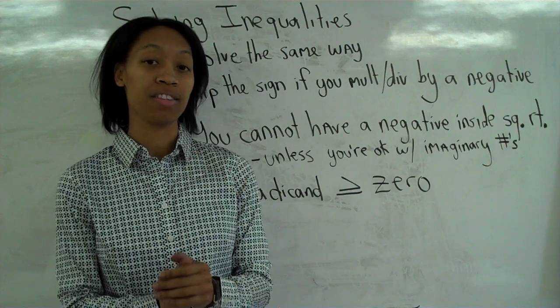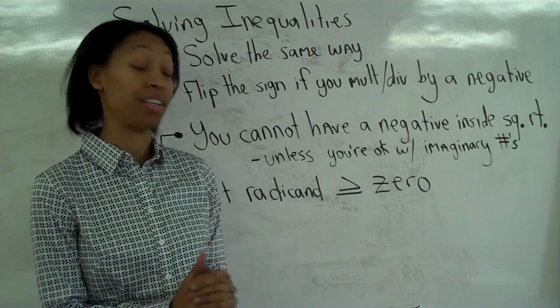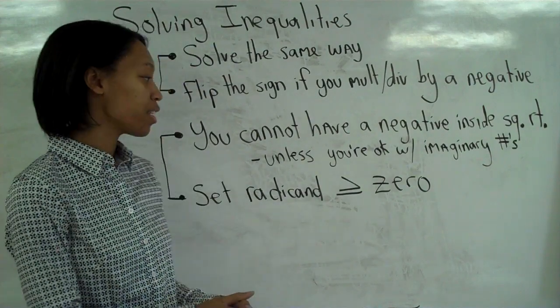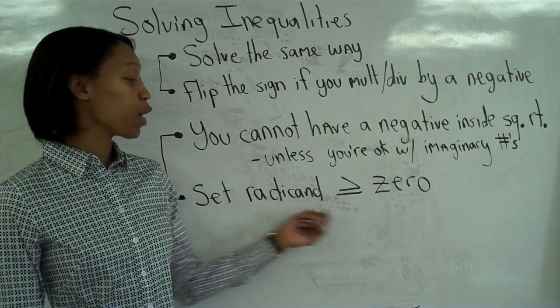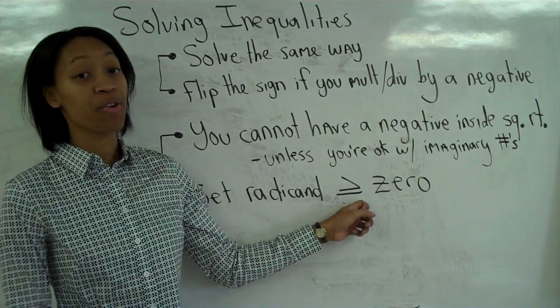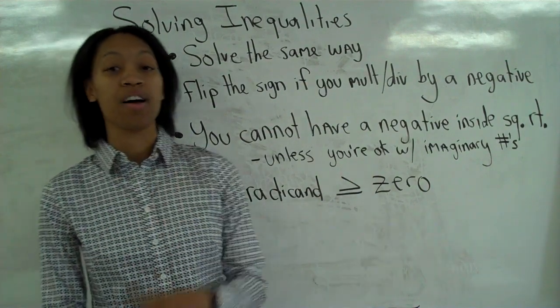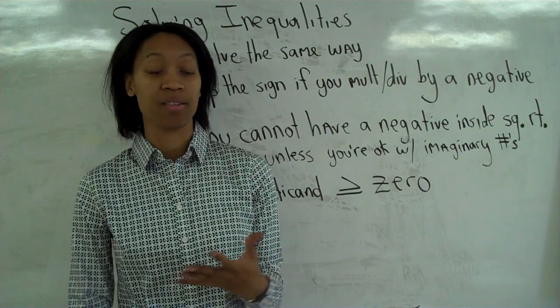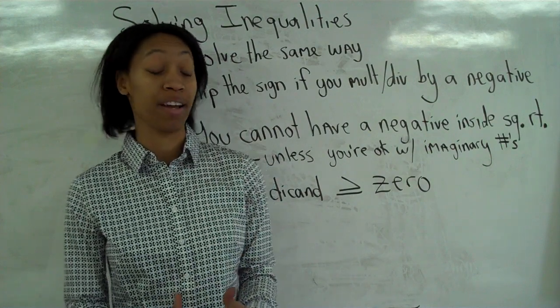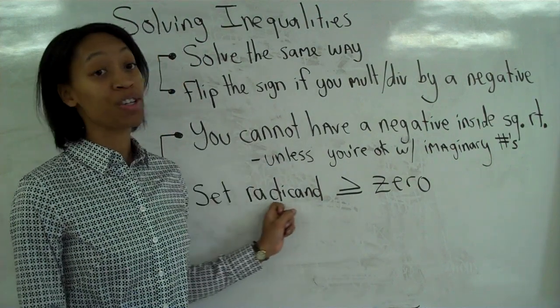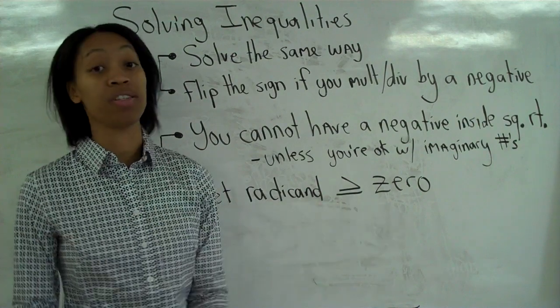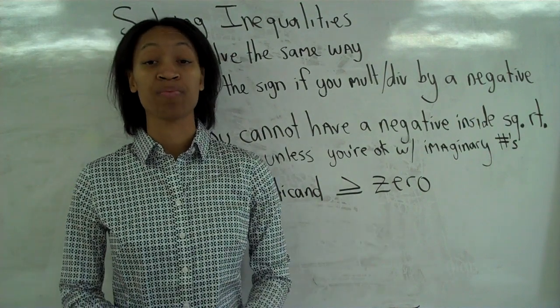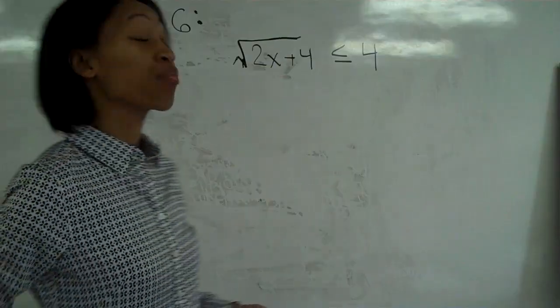To make sure that we don't have any negatives under our square root, we take whatever is under the square root and set it greater than or equal to 0 at the end, just to check that those are x values that we can have. So we need to make sure that whatever is under the radical is greater than or equal to 0 when we finish. So let's do an example.